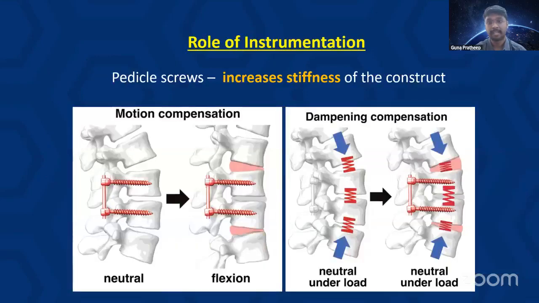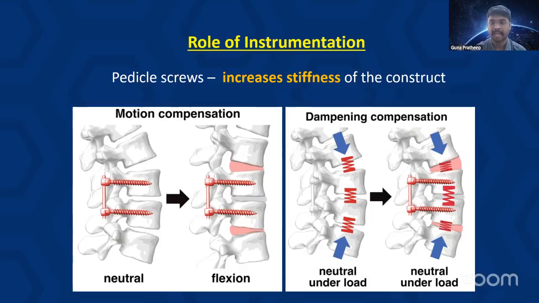Coming to the role of instrumentation, we don't do a standalone fusion, and instrumentation is a significant part of our surgical armamentarium. So when we put our pedicle screws across motion segments, two things happen. It increases the stiffness of the construct, and that results in motion compensation by the adjacent segments, and also a dampening compensation. Motion compensation, as the term suggests, is significant motion of the adjacent segments compensating for the fused segment.